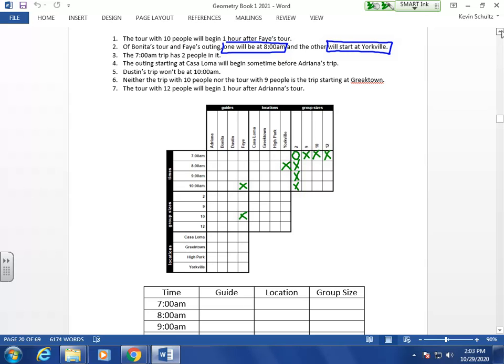Sebastian: It says Dustin's trip. When it says trip, or tour, like Bonita's tour, or the outing starting at Casa Loma, Faye's outing, does that have any relationship? It's just another word for tour. So no.